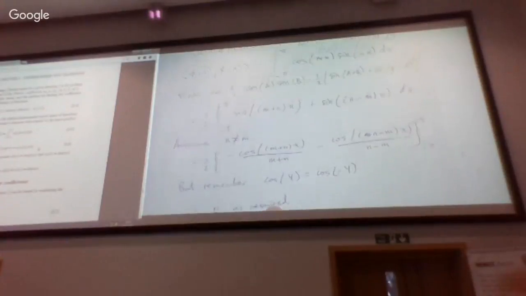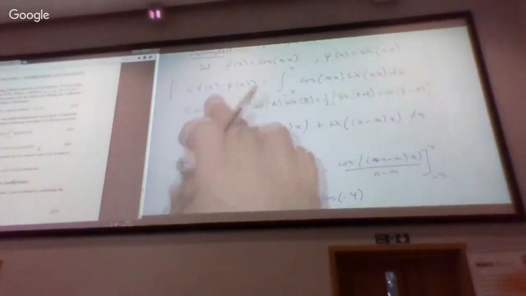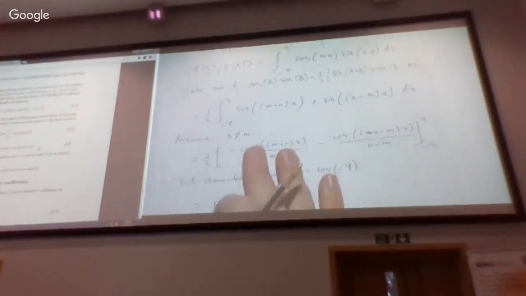That's required because what are we trying to do? We're trying to show they're orthogonal. They have inner product 0.